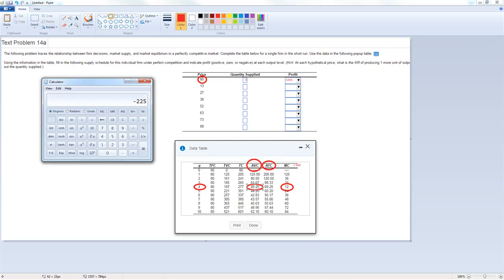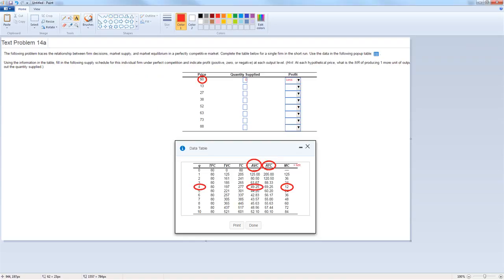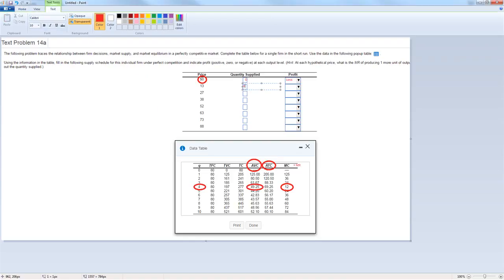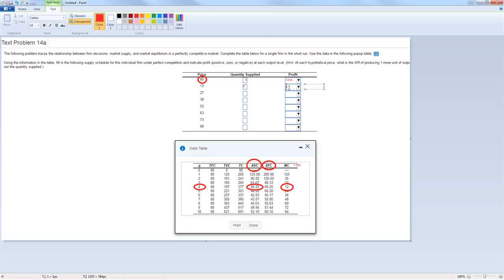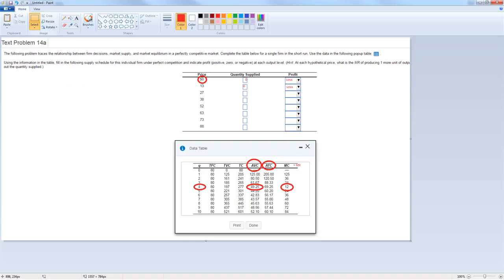So if I ask you what we're best to do, I would hope you would say, you know what, we're best to produce nothing. And again, we're just going to lose our fixed costs, and so we're going to operate at a loss. Then it says, okay, what about when the price goes to, let's see here, let me try to get rid of some stuff now.